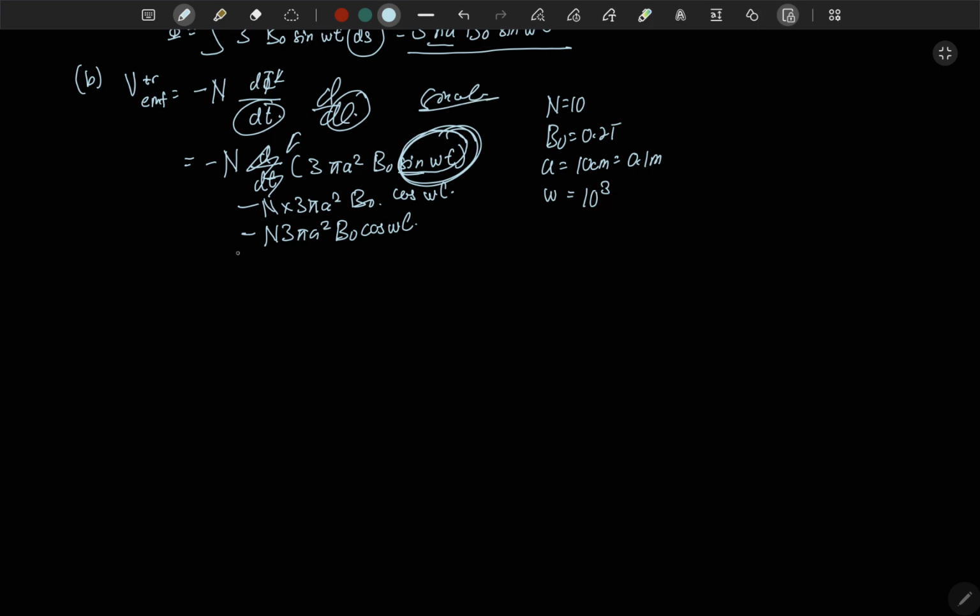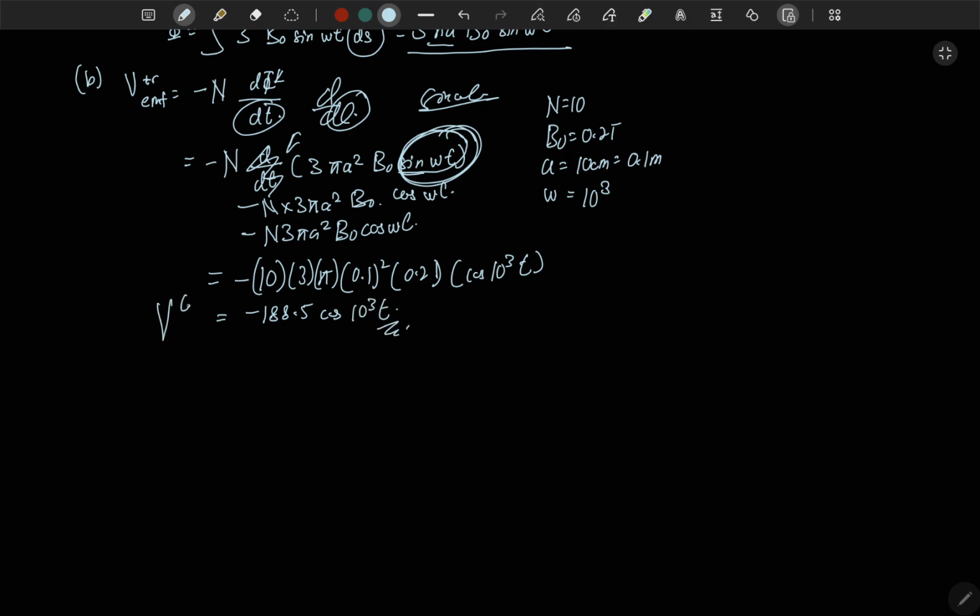Now we have these values. Now plug in these values. Negative 10 times 3 pi times a square, which is now 0.1 square, times B naught, which is 0.2, and you have cos 10 power of 3 t. Now if you do the calculation, you will get negative 188.5 cos 10 power of 3t. So this is the EMF.